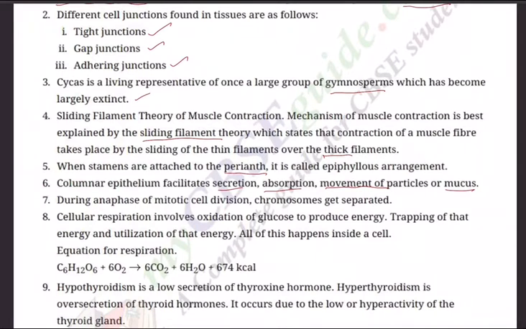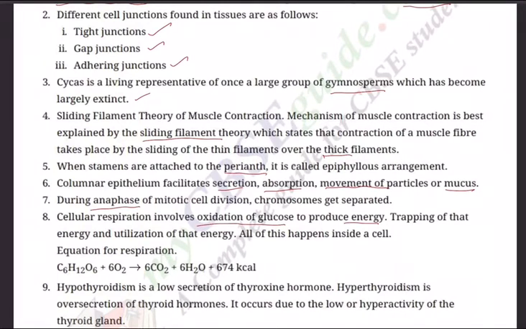Question 7. During which phase of mitotic cell division do chromosomes get separated? When we say chromosomes get separated, naturally it is anaphase. During anaphase of mitotic cell division, chromosomes get separated because they move to the north pole and south pole along with the spindle fiber.